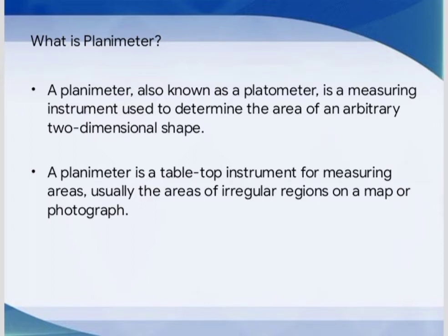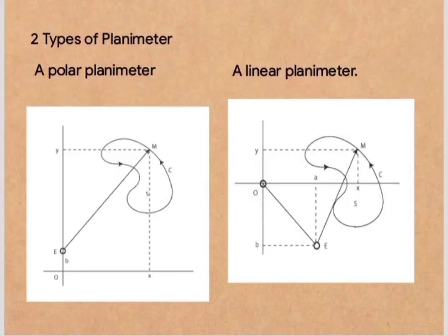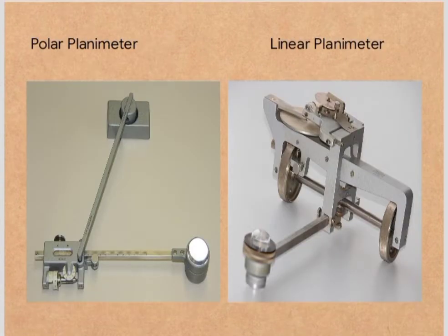It is a measuring instrument used to determine the area of a two-dimensional shape, and it is a tabletop instrument for measuring areas, usually the areas of irregular regions or map or photography. And there are two types of planimeter. We have the polar planimeter and the linear planimeter. As you can see in the picture, they are different from each other.